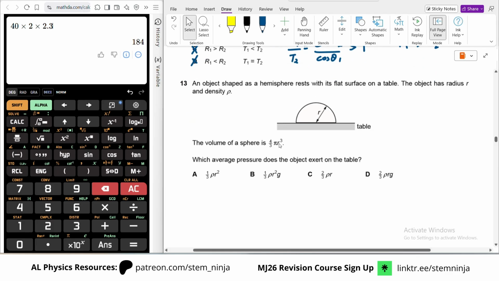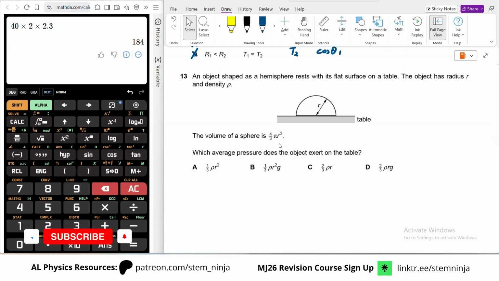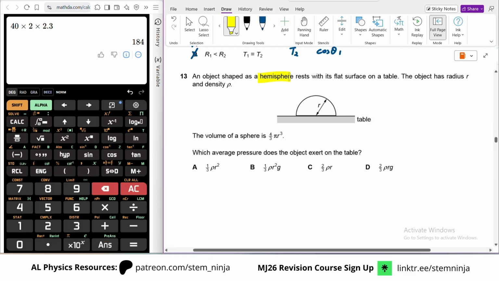Right, okay, moving on. An object shaped as a hemisphere rests with its flat surface on a table. The object has radius r and density rho. Hemisphere, so that means half of a sphere. Volume of a sphere is 4 over 3 pi r cubed. Which average pressure does the object exert on the table?